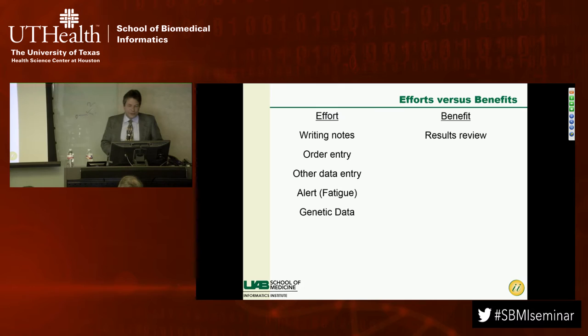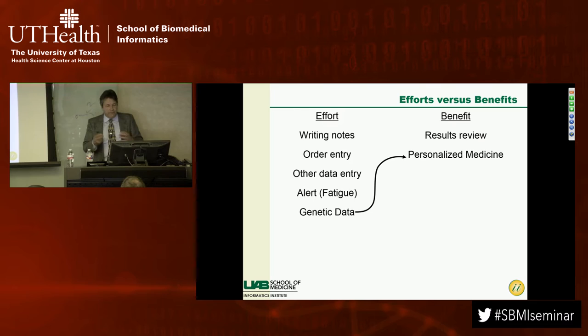So genetic data is sort of an effort right now, because we're putting the genetic data in and trying to figure out how we are going to cope with this overwhelming amount of data. But the benefit is supposed to be personalized medicine, right? So that we can take genetic data and provide better advice because now we have this underlying genetics.